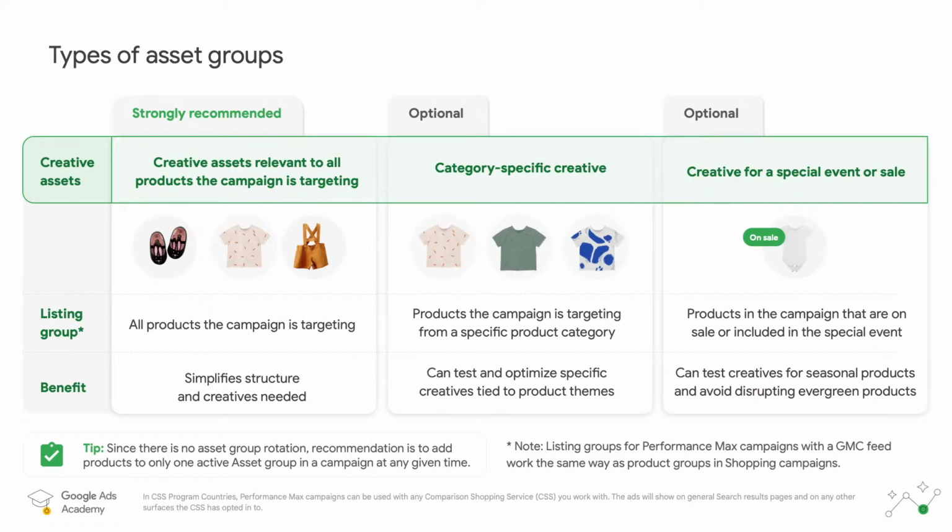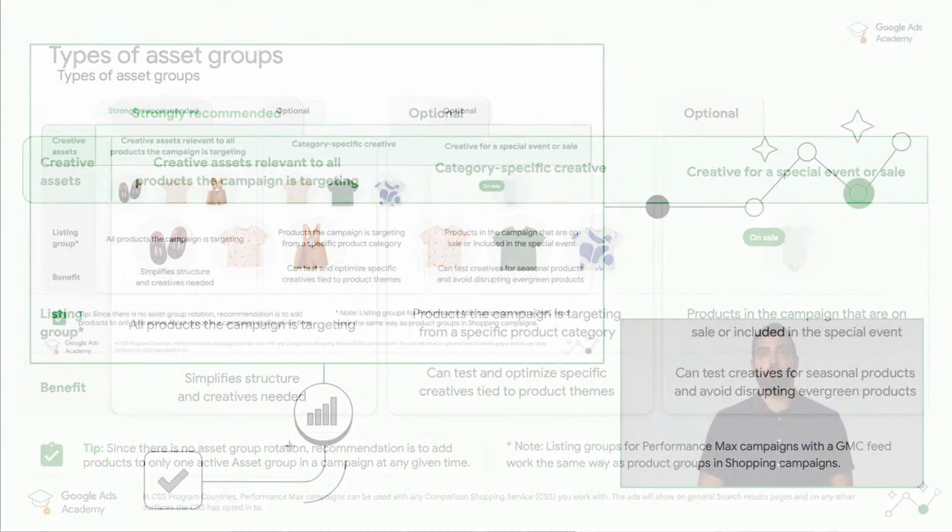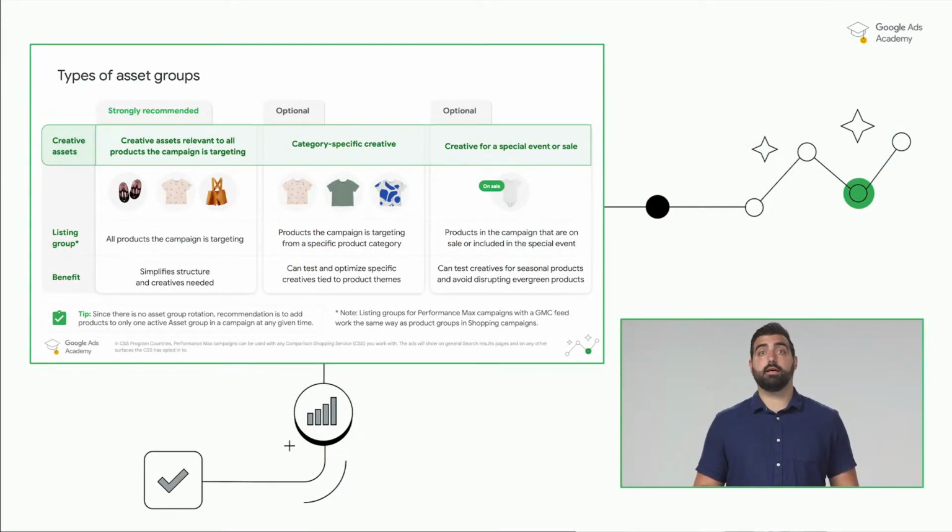To start, it's recommended to have a general catch-all asset group, which includes all of your products that you're targeting in a campaign. Consider using this asset group to highlight evergreen messaging or what makes your brand unique. If you have very different products and unique creative, you can create category-specific creative. You can also create promotional asset groups, as mentioned previously.